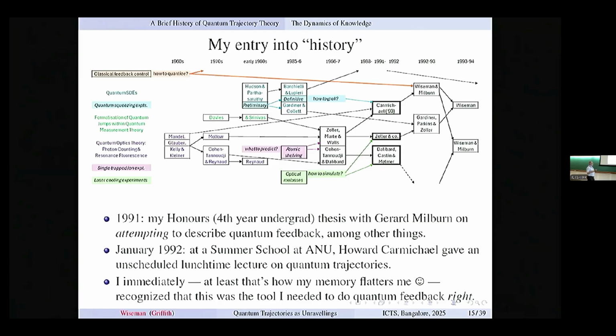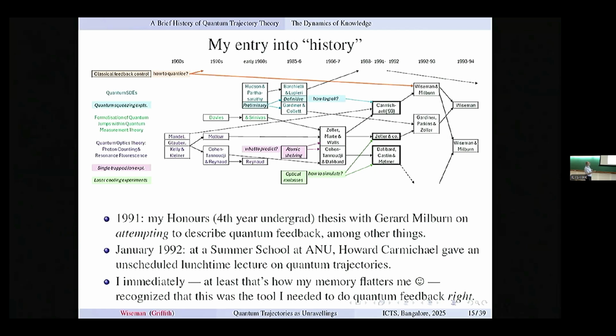Because at least this is the way it seems to me in hindsight. Probably this is a flattering way, and probably not actually the way it happened, but the way I remember it is that after his lecture, I immediately saw that the quantum trajectories he talked about were exactly what we needed to do a correct theory of quantum feedback.